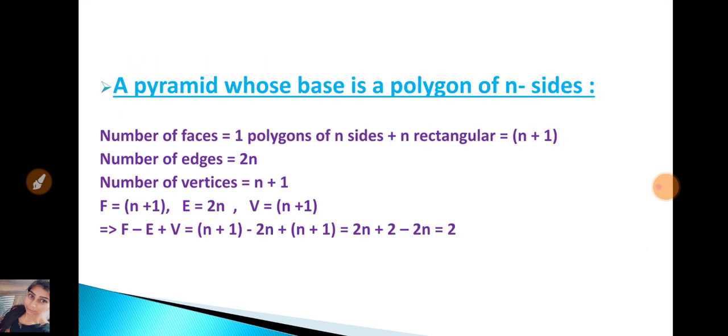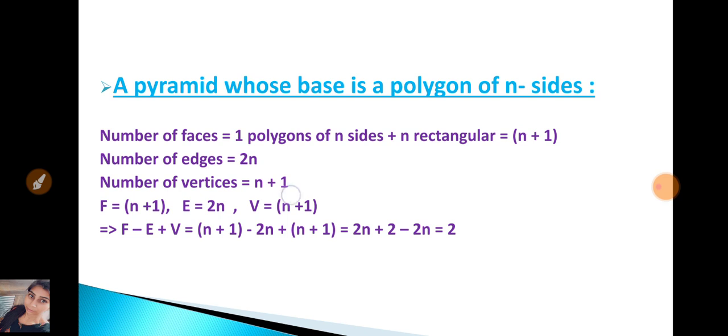Let's move to the general one. A pyramid whose base is a polygon of n sides. Now, as we said, whenever we are talking about a pyramid, the name of the pyramid will be based on the base, because a base is what?